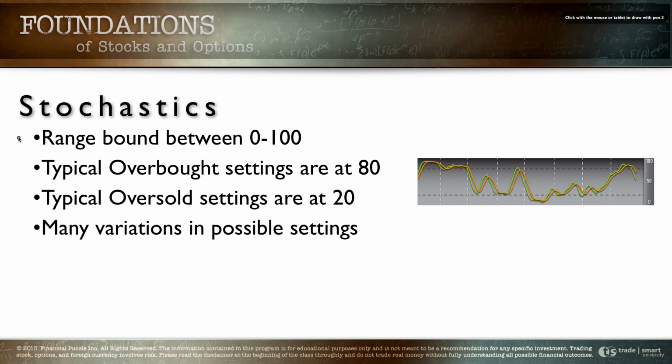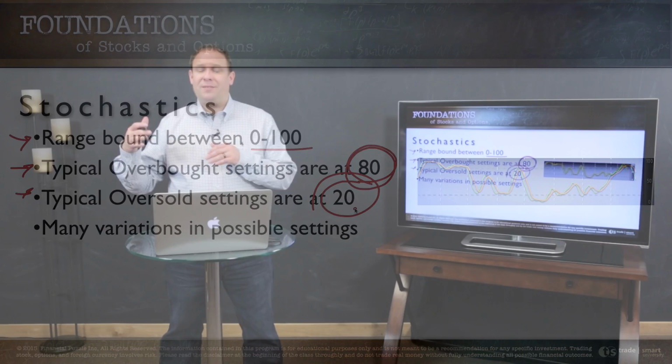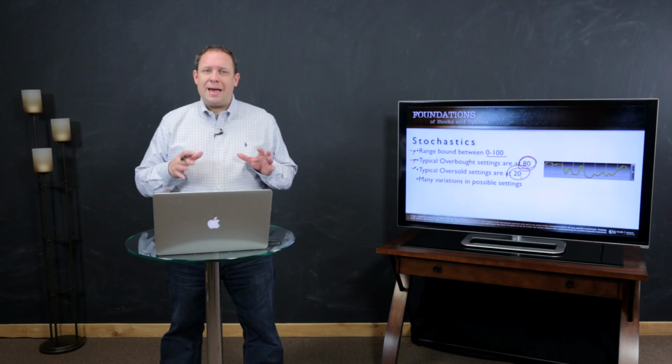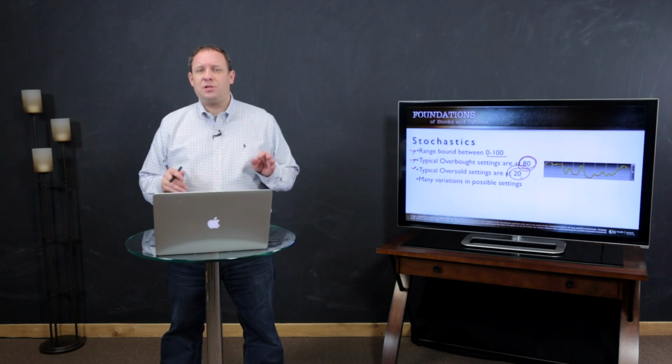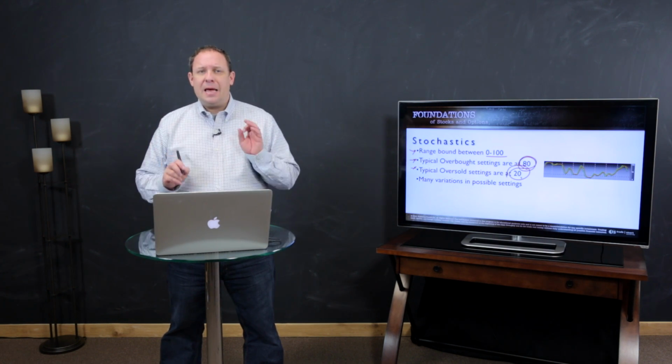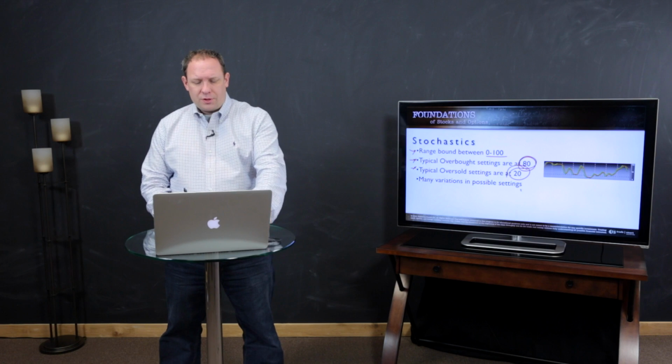This is going to be a range-bound indicator that's moving between 0 and 100, very much like your RSI, but here is a big difference that you need to take note of. Your typical overbought settings are 80, and your typical oversold settings are 20. Remember, with the RSI, overbought was 70 and oversold was 30. With stochastics, 80 and 20 works a lot better. Don't confuse those two. Make sure you get the settings at 80 and 20 for overbought and oversold.